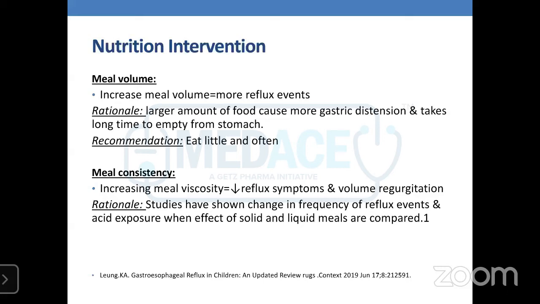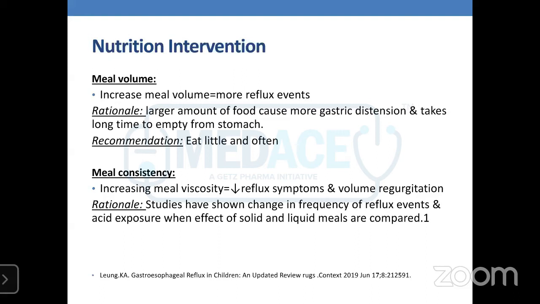Second intervention is related to meal consistency. Studies have also found that increasing meal viscosity is related to decreased reflux symptoms and volume of regurgitation. The reason is that studies have shown a change in the frequency of reflux events and esophageal acid exposure when the effects of solid and liquid meals are compared.